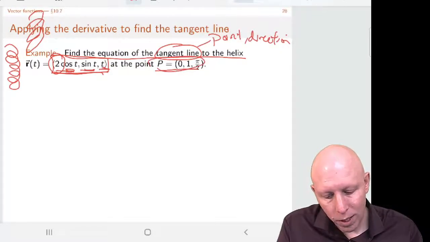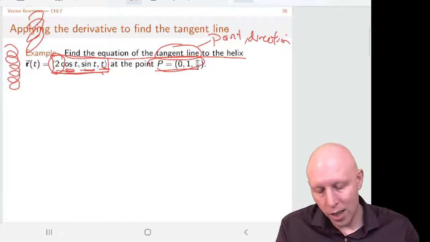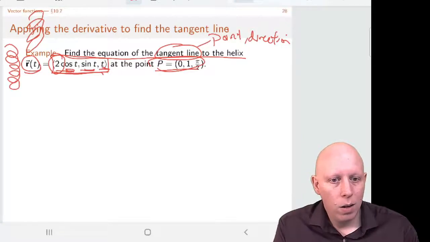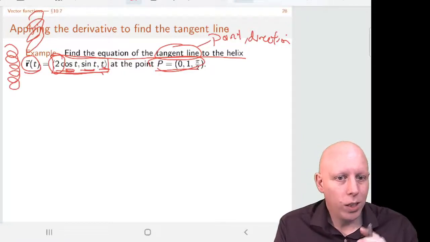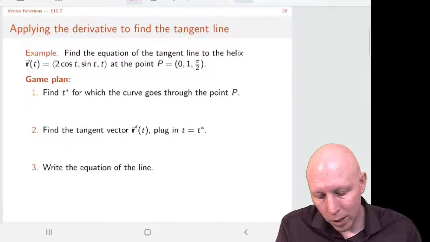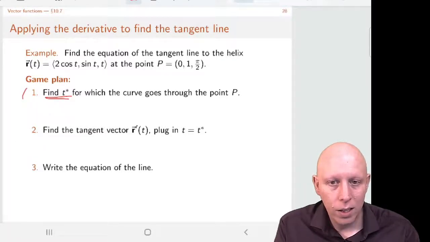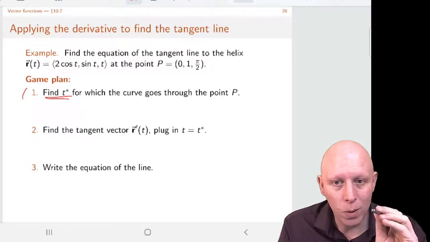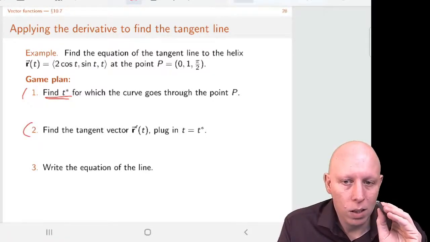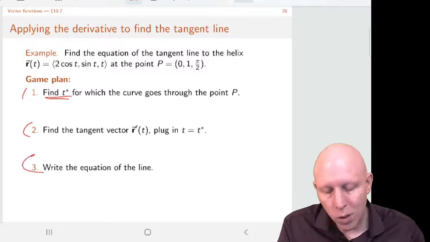The direction is in the direction of the derivative of r of t, which is a function, so we'll need to figure out exactly what part of the derivative we need. Okay, so here's our game plan. Let's find the t that goes through our point, the time when our curve goes through our point. We'll find the tangent vector to the curve at that point and use that to write the equation of our line.